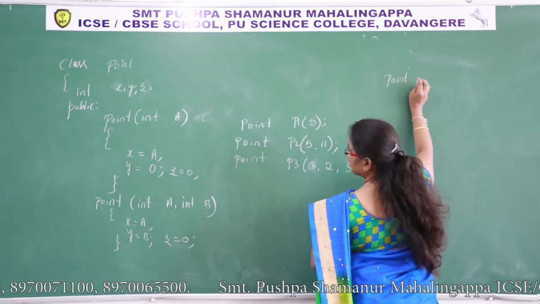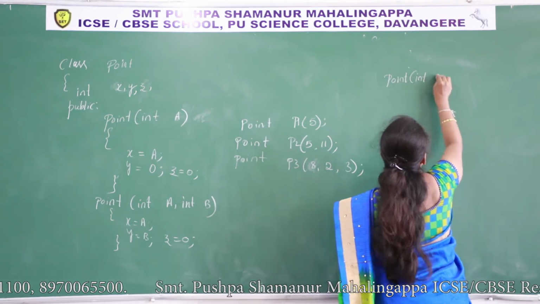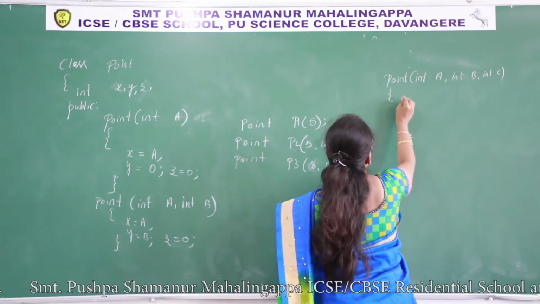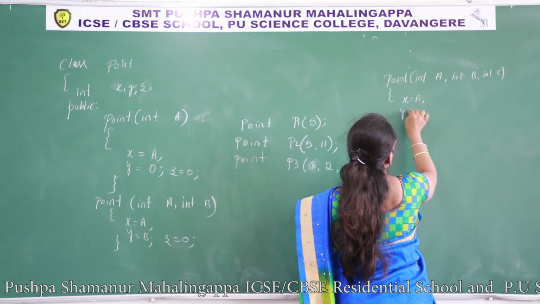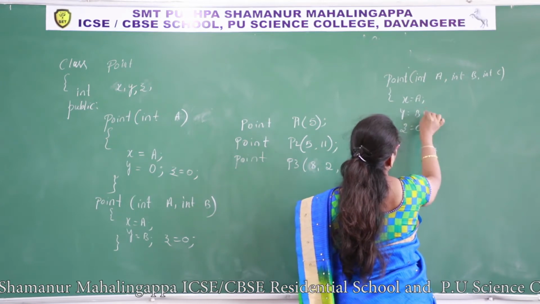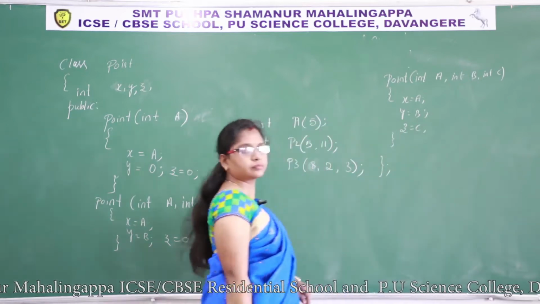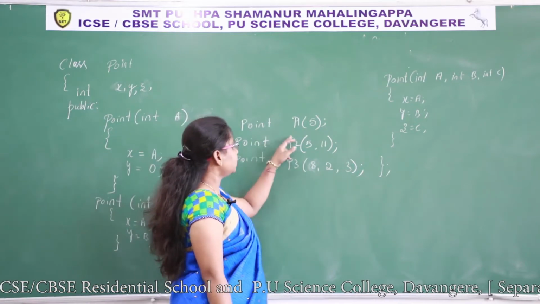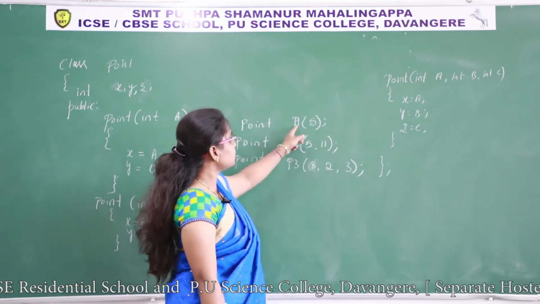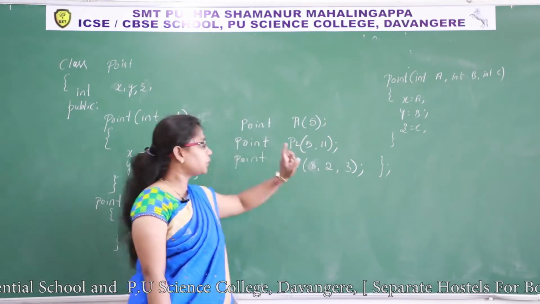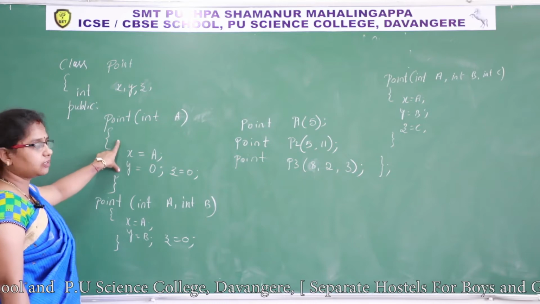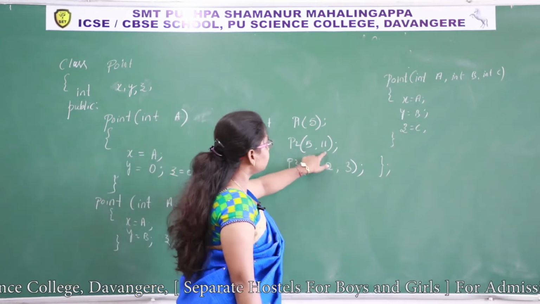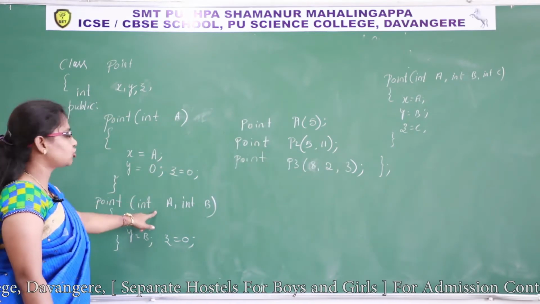Point, int A, int B, int C, open flower bracket, X is equal to A, Y is equal to B, Z is equal to C. Class close. What you have to understand in this code is that I have taken 3 different objects. For the first object, I am passing only one parameter, and to receive it I have taken a constructor with one argument. For this one, I am passing 2 parameters, so there is a matching constructor here.